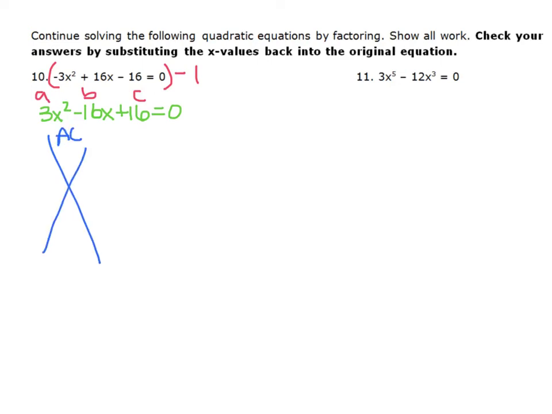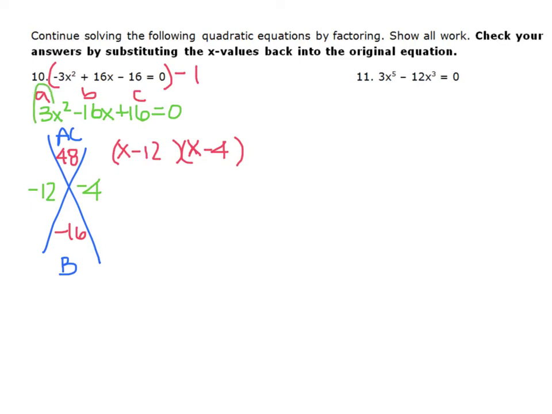A times C gives me a total of 48. B is negative 16. Two numbers, and if you have a calculator, notice this will be easier for you to figure out. Two numbers that multiply to 48 and add to negative 16 are negative 12 and negative 4. Make my parentheses: x minus 12, x minus 4.